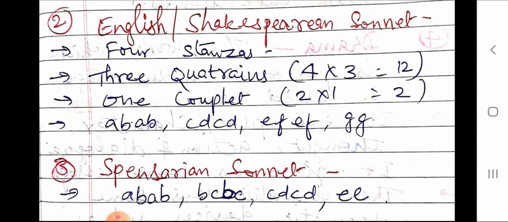And the rhyme scheme of his sonnet is A B A B, C D C D, E F E F, G G. So 3 quatrains: A B A B first, C D C D second, E F E F third, and last is the couplet, that is G G of 2 lines. A couplet is a stanza of 2 lines having the same rhyme scheme.